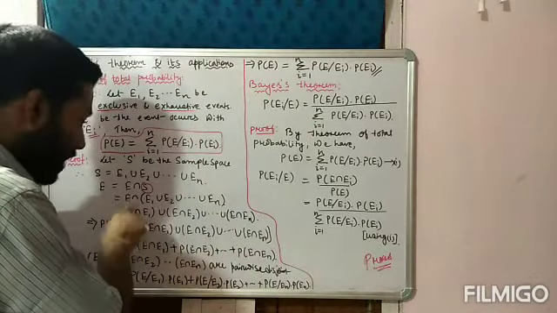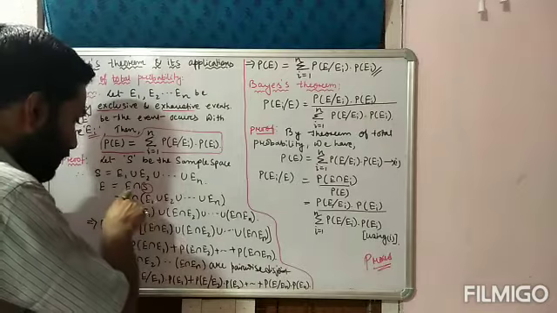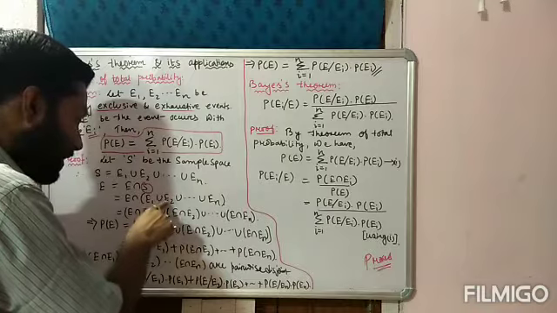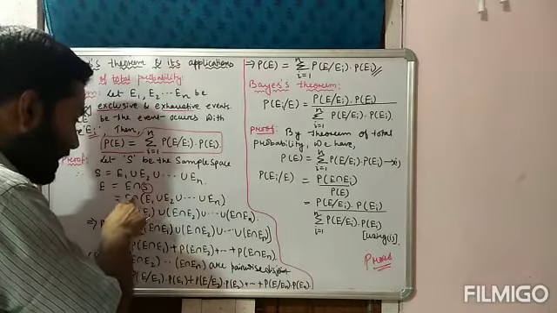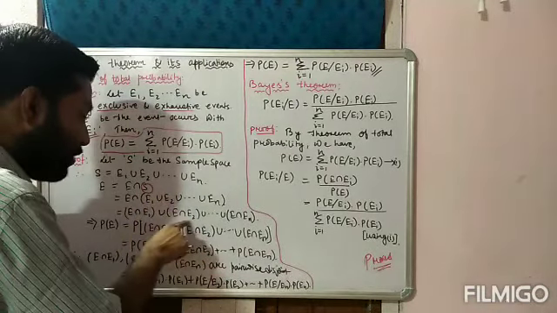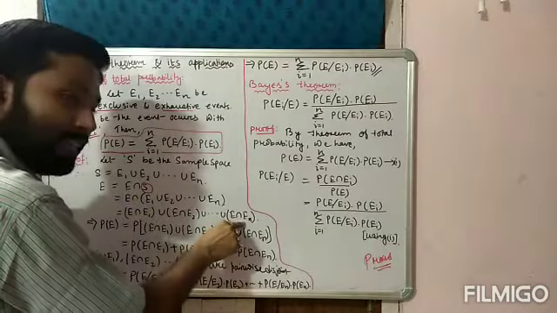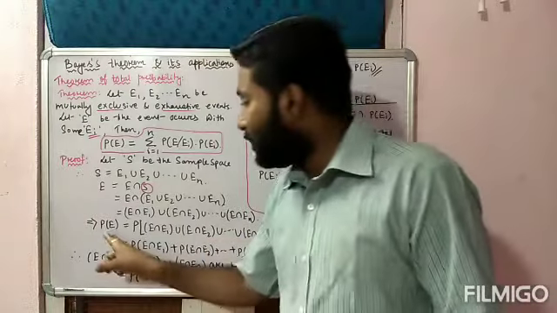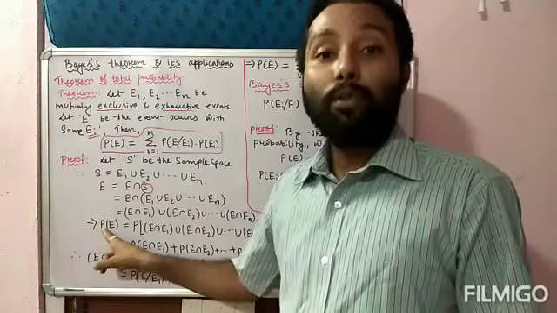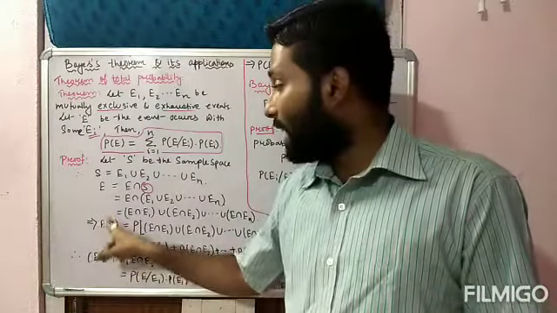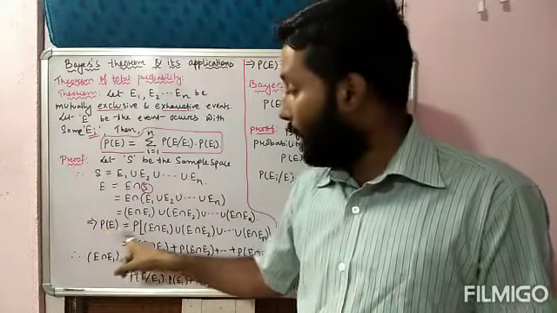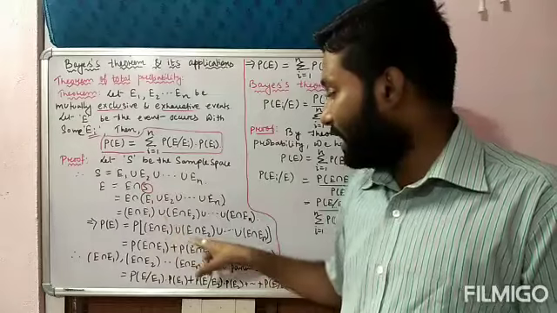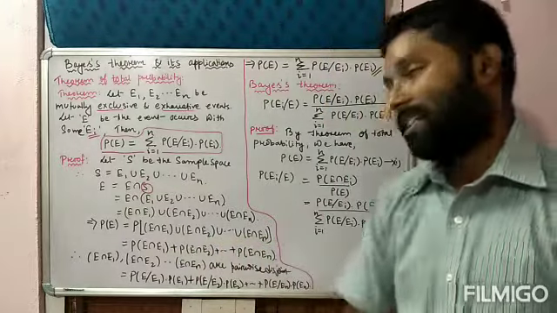E intersection E1, that means E के साथ E1 के साथ, फिर E के साथ E2, that means E intersection E1, union, this is union, E intersection E2, union E intersection En. Normal expansion जैसा ही किया. Okay, after that you take probability, that is P on both side. So if we take P on both side, that is P of E is equal to P of E intersection E1 union E intersection E2 union E intersection En.